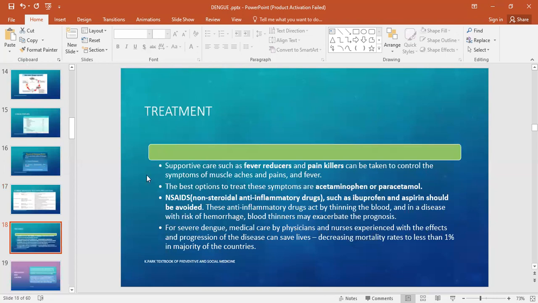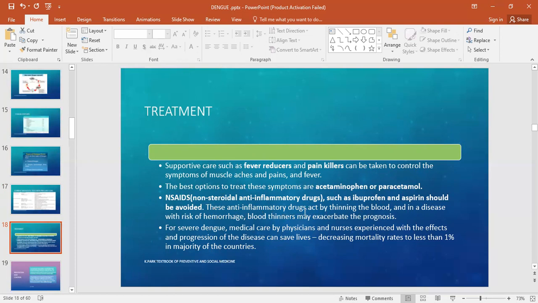Treatment of dengue fever: supportive care such as fever reducers and painkillers can be taken to control the symptoms of muscle aches and pain. The best options to treat these symptoms are acetaminophen and paracetamol. NSAIDs such as ibuprofen and aspirin should be avoided.